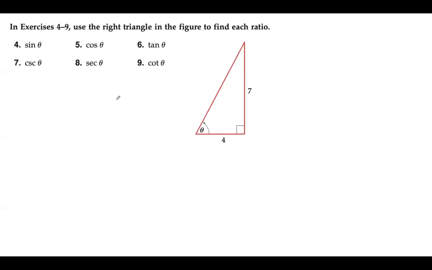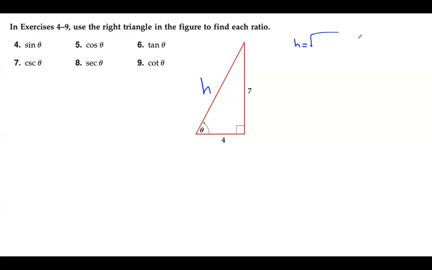Next question, use the right triangle in the figure to find each ratio. So to find trigonometric ratios, you need all the sides of triangle. Do we know all of them? No. We know just the legs. We don't know hypotenuse, but we can find it from Pythagorean theorem.